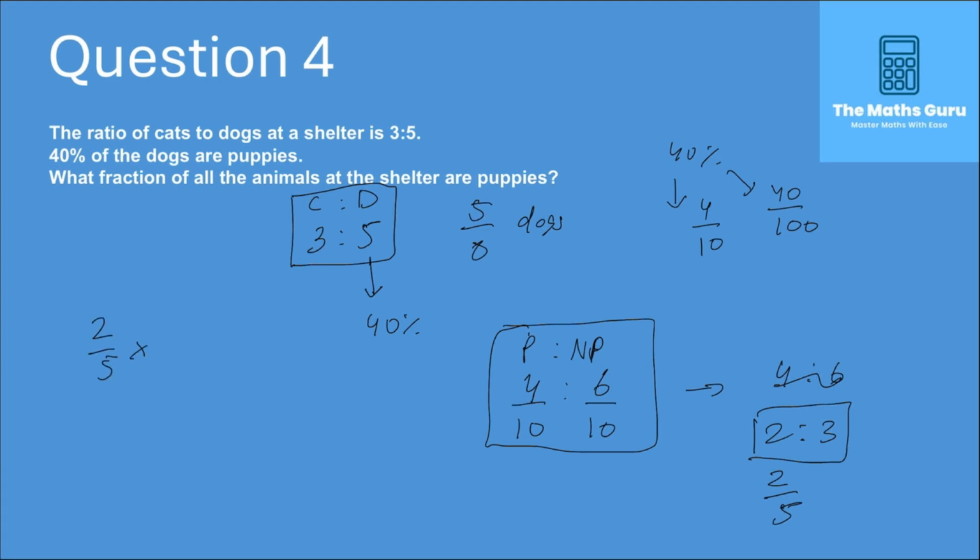So 2/5 times our 5/8 is going to be 10 over 40, which simplifies to a quarter. So you can say that 1/4 of the animals that we have at this shelter are going to be puppies.